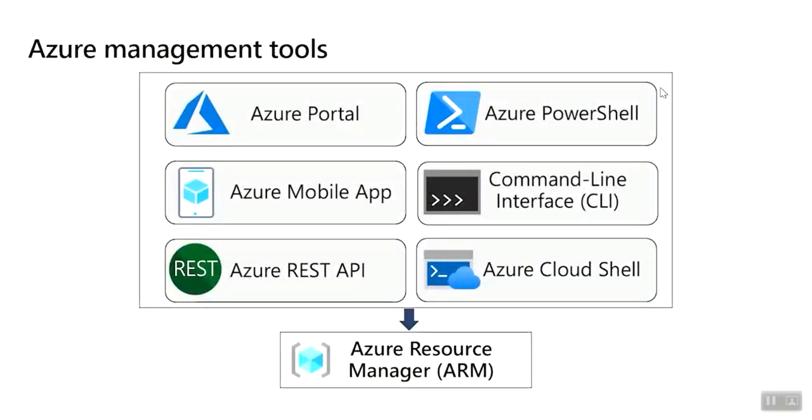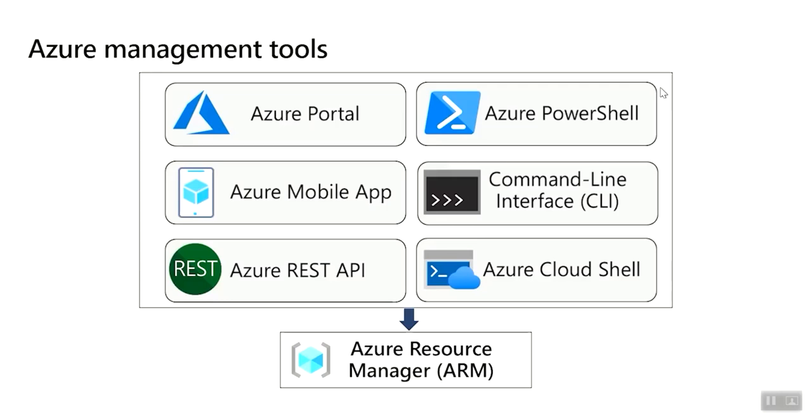Starting with Azure Management Tools. We were in the portal before where I gave you that demonstration. We also have PowerShell, which we've used a few times. We've got the mobile app, command line interface, REST APIs, and Cloud Shell. Azure PowerShell is a set of cmdlets that allow you to manage Azure resources directly from the PowerShell command line. CLI is a cross-platform command line program that connects to Azure and executes administrative commands on Azure resources.